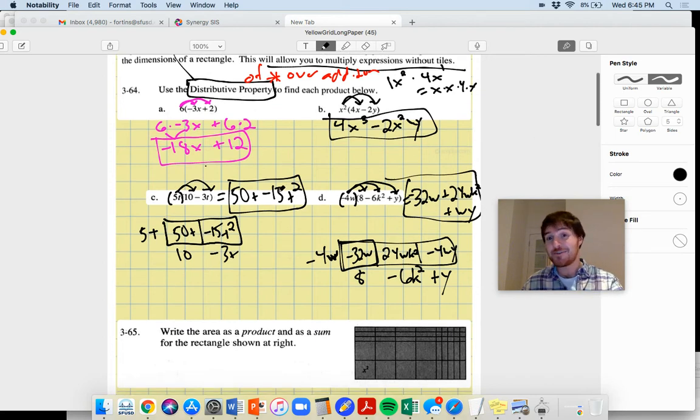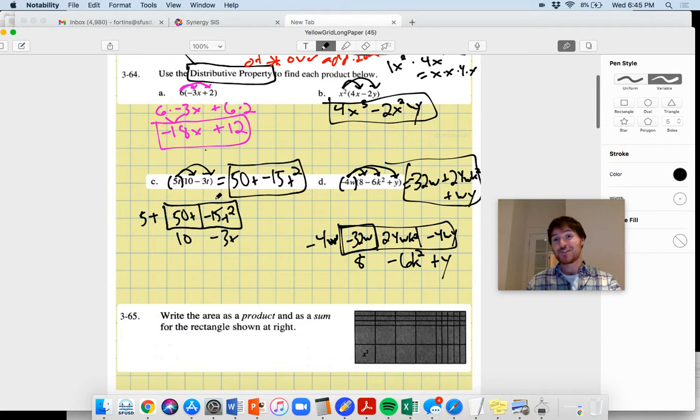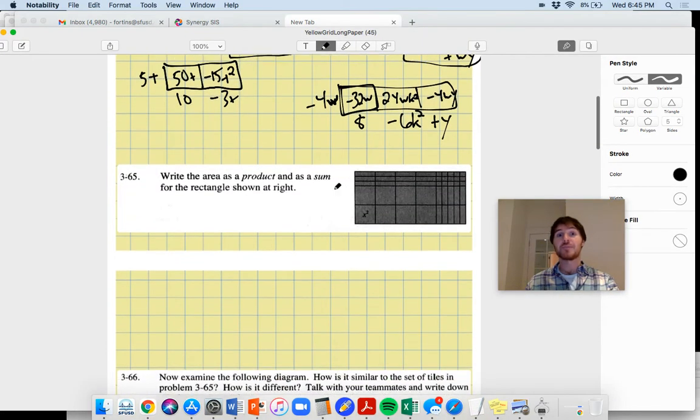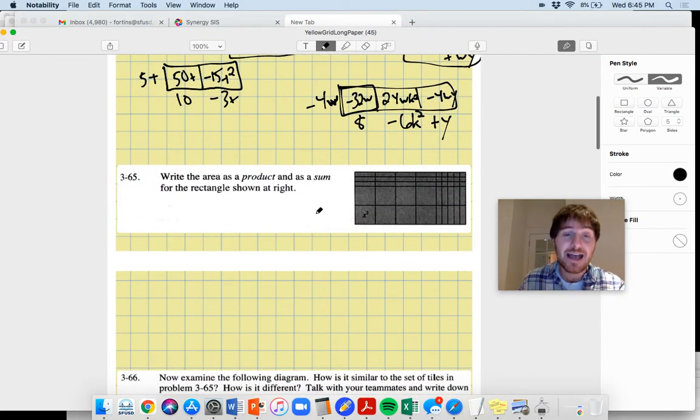Okay, so maybe this is a little bit hard for you guys here because these are not super straightforward distributive property problems. This should be a little bit easier. This is what we've been doing in class the last several days here. So write the areas of product and a sum for the rectangle shown at right. So I got a bunch of x squareds here. So that means I got an x squared here, an x squared here, x squared here.